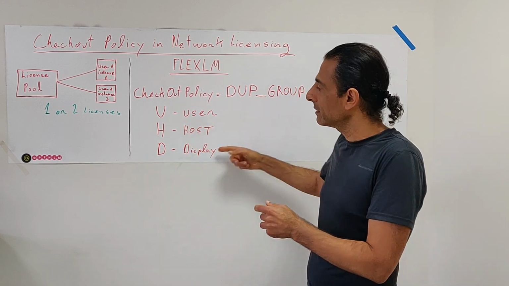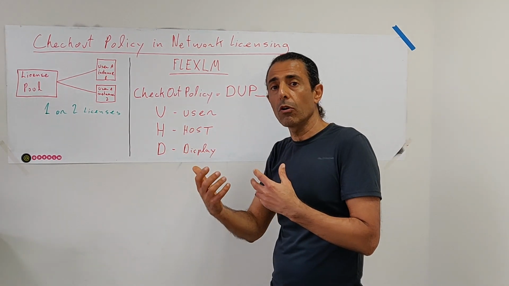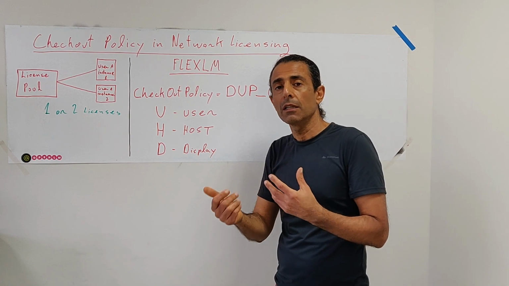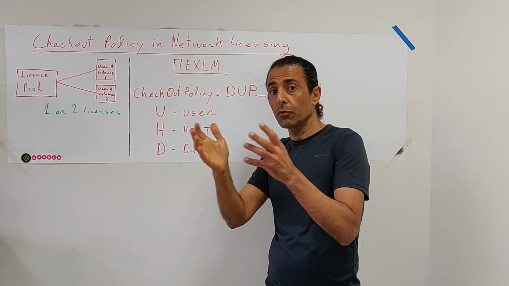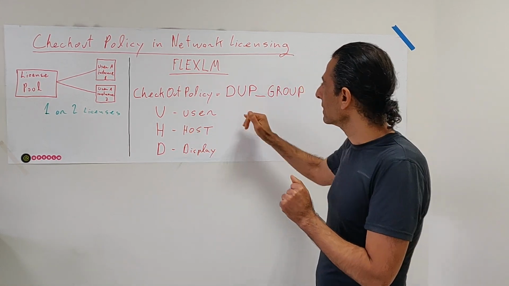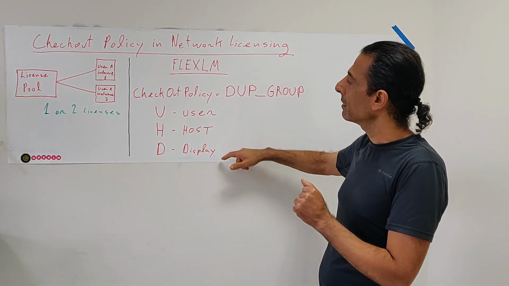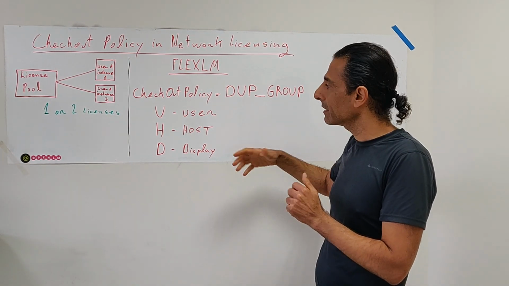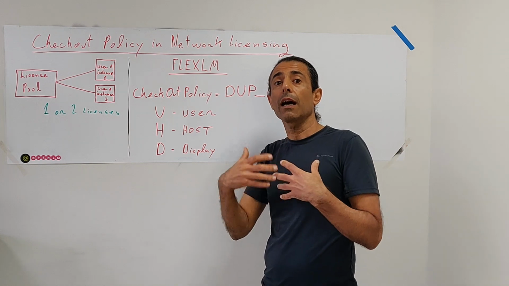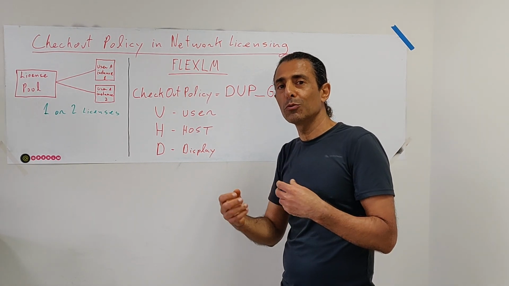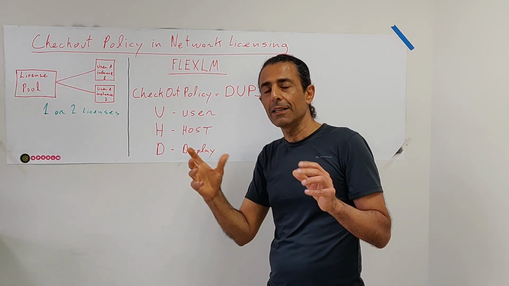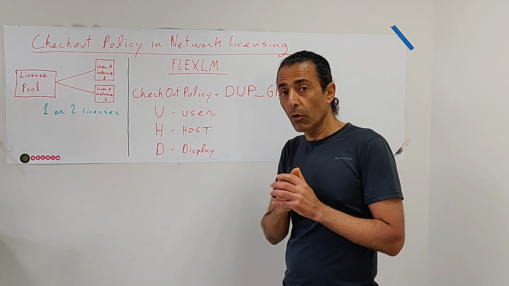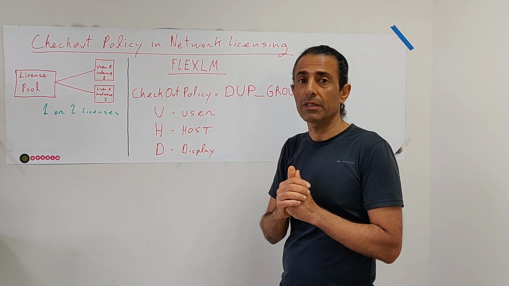But if you add display, it makes it more complex, and in such case you will be charged for each instance. In FlexLM, dup group can be any combination of these letters, and it allows the vendor to determine exactly what is the checkout policy for his features.